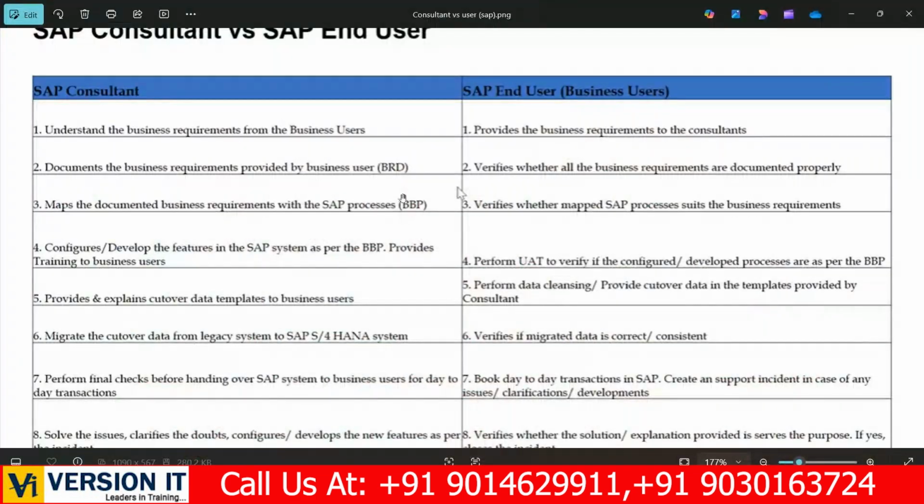So where we identify BBP, business blueprint. What's that? Business blueprint. Next, I guess step 1, 2, 3, 4, 5. Step 6: verify whether the mapped SAP process suits the business requirement.